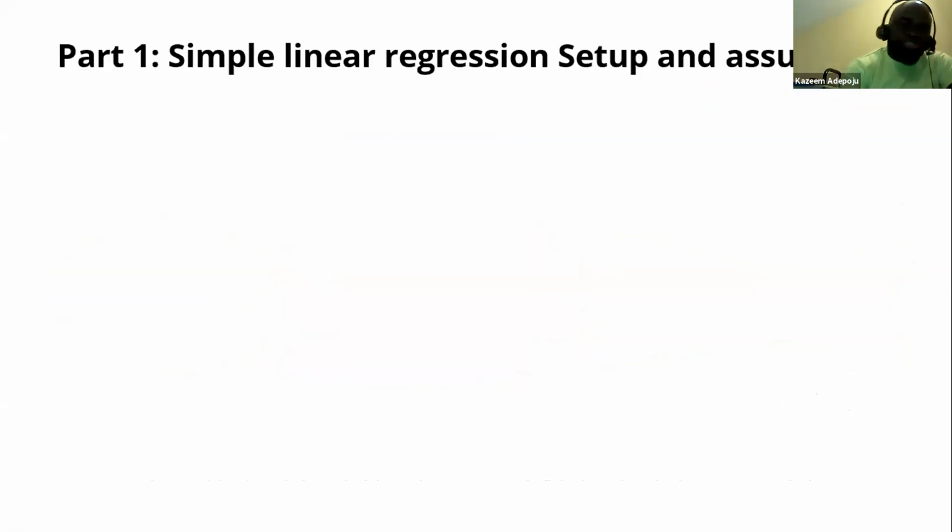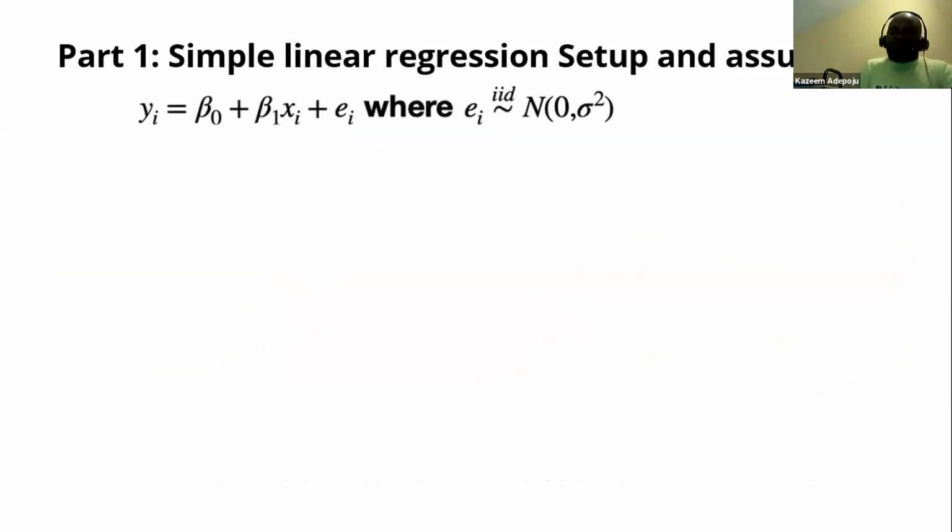Part 1: simple linear regression, setup, and assumptions. If I have y_i equal to this, I think I've shown you this before. Don't forget the assumption we placed on the error term in the last lecture, where I said we have 4 assumptions. Those assumptions can be summarized as this: the error term is normally and independently distributed with mean 0 and variance sigma squared. The mean of the error is 0, and the variance of the error is sigma squared.